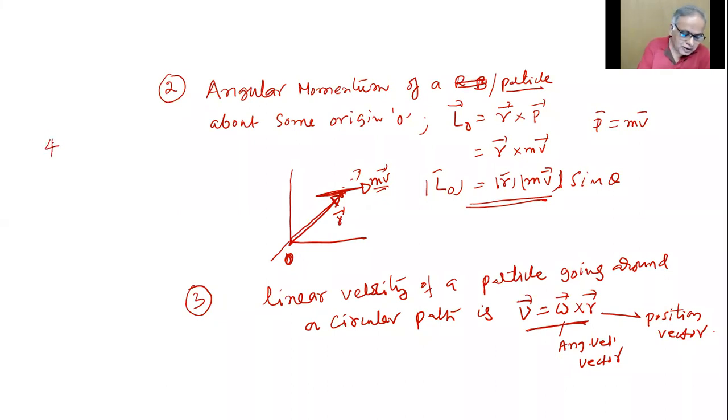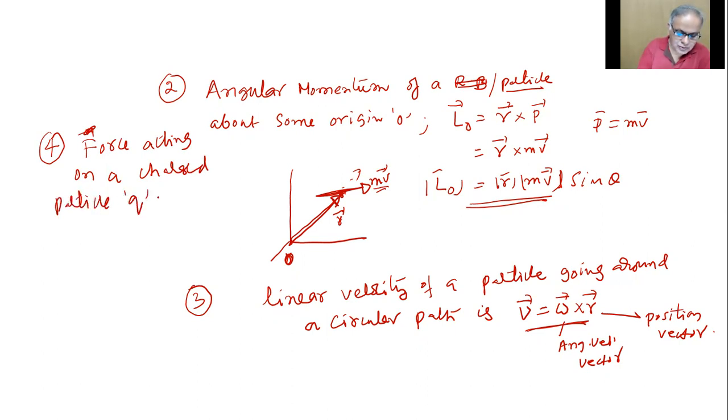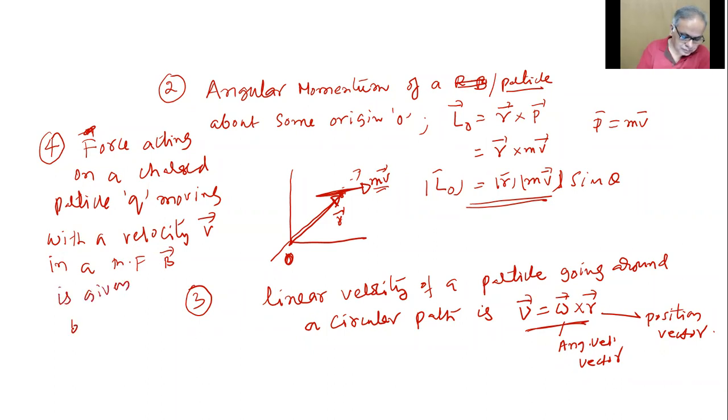And another example I'll give you here. Force acting on a charged particle of charge Q moving with a velocity V in a magnetic field of strength B is given by F equals QV cross B. Q is a number, but this is multiplied by the cross product of the velocity vector and the magnetic field vector.